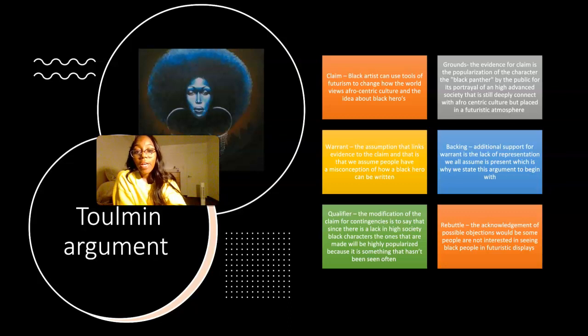The modification of the claim for contingencies is to say that since there is a lack in high society Black characters, the ones that are made will be highly popularized because it is something that hasn't been seen often. The acknowledgement of possible objections would be that some people are not really interested in seeing Black people in very futuristic displays.